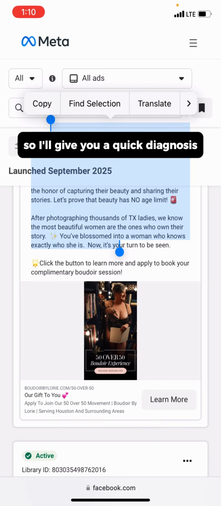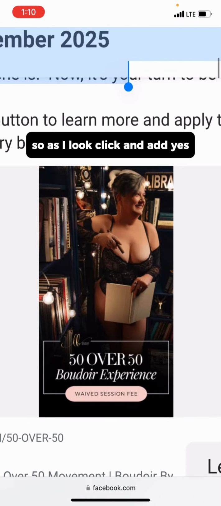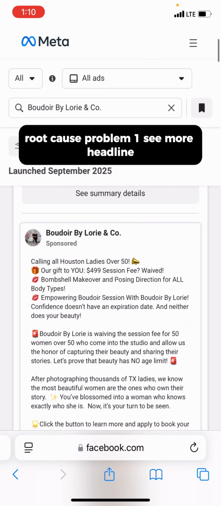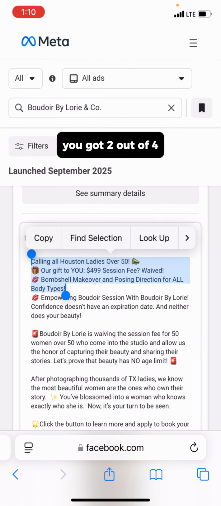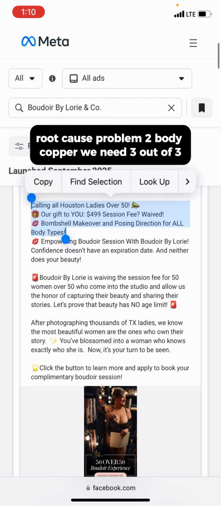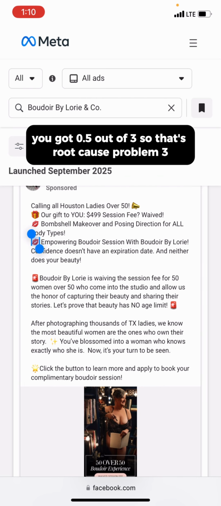So I'll give you a quick diagnosis. I squished the 10 mistakes into actually 5 root cause problems. So does it look like an ad? Yes. Root cause problem 1, see more headline, we need 4 out of 4. You do not have 4 out of 4. You got 2 out of 4. Root cause problem 2, body copy, we need 3 out of 3. You got 0.5 out of 3.